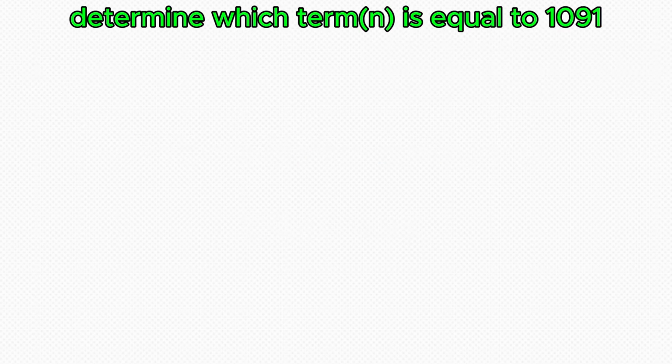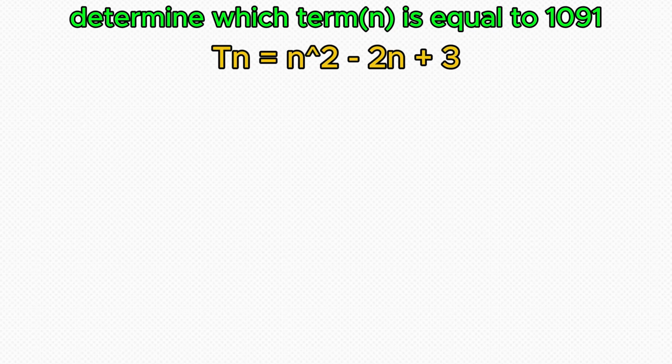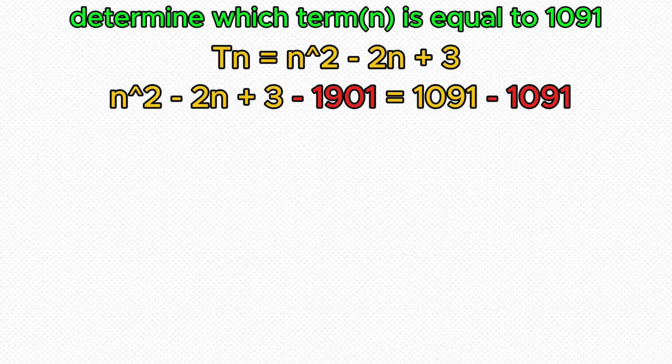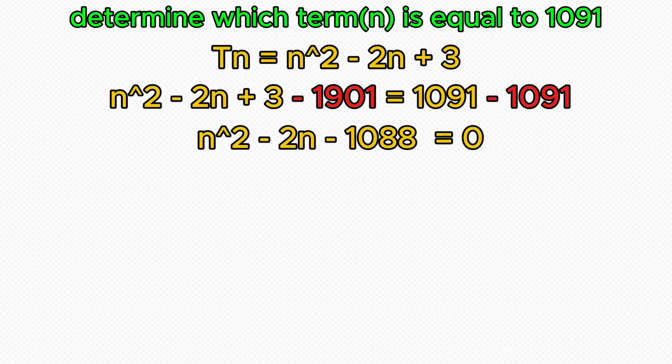Now let's say they ask us to determine which term is equal to 1,091. Here we take our formula for the nth term, which is Tn equals n squared minus 2n plus 3. And instead of finding the term, we set the formula equal to 1,091. So we write n squared minus 2n plus 3 equals 1,091. Next, we move everything to one side of the equation by subtracting 1,091 from both sides, giving us n squared minus 2n minus 1,088 equals 0.